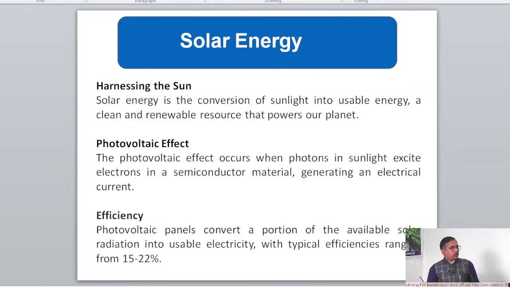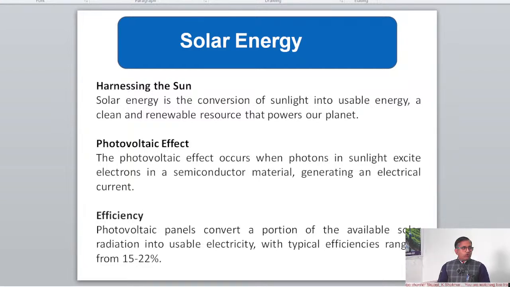Another important part is the photovoltaic effect. The photovoltaic effect occurs when the photons in the sunlight excite the electrons in the semiconductor material, generating electrical current. So the basic theory is PV, the photovoltaic effect. The sun's energy comes onto the panel and excites the semiconductor material, or PN junction type panels, and they provide the electricity.